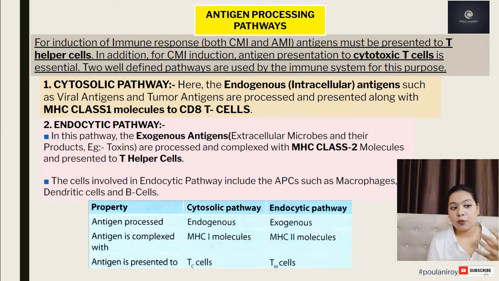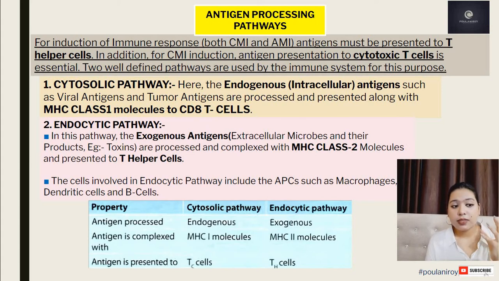Next is your endocytic pathway. Now in this pathway, what is happening? The exogenous antigen, or what? The extracellular antigens, those which are not inside the cell, which are outside of the cell. Such microbes and their products, for example toxins, are processed and complexed with your MHC class 2, and then what is happening? It is presented to the T helper cells.